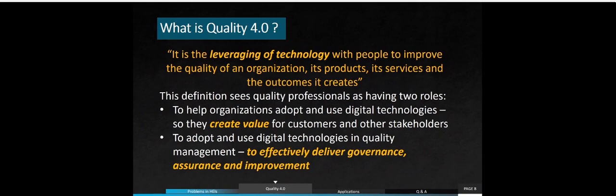So basically, we have to use this technology effectively so that we can deliver governance, assurance, and improvement. This technology should not be standalone. It should create value in the organization, as well as have some impact over the organization. So it is quality 4.0. Quality 4.0 is basically influenced by industry 4.0, and how it started, I will go through this and tell.